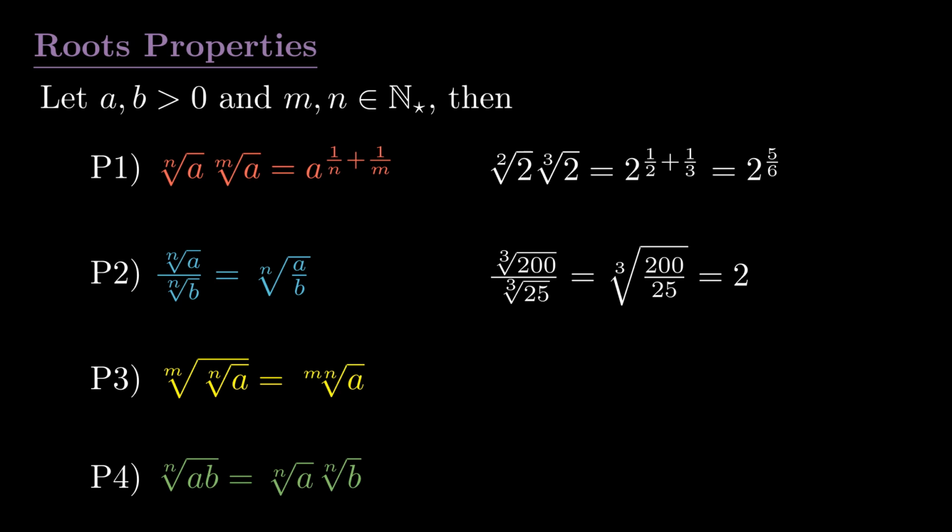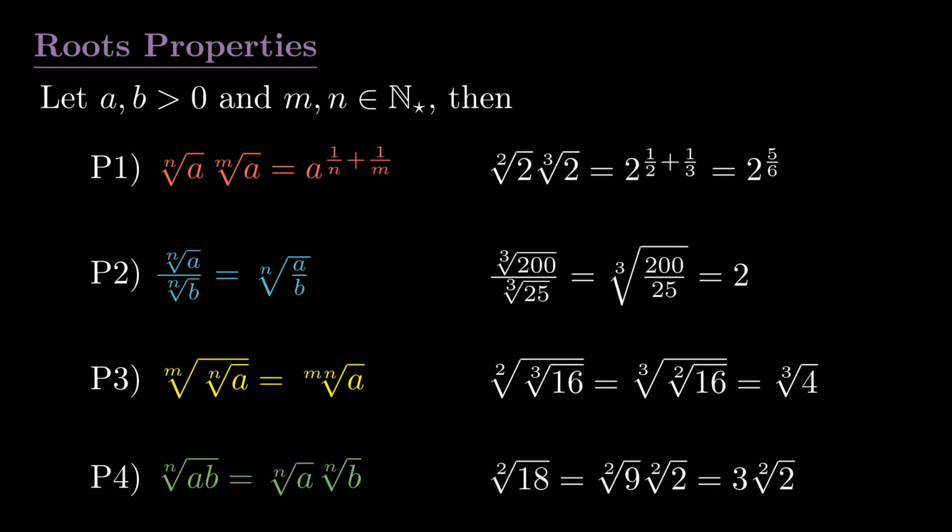For the third one, the trick is that because you are creating a common root, you can just invert m and n. So you invert the roots. So now the key is that you have cubic root of square root of 16. Square root of 16 is equal to 4, so it's cubic root of 4. And then finally, for the last one, you can just split the expression. So here 18 is equal to 9 times 2. You can just split it into 2 square roots. So square root of 9 and square root of 2. Now it gives 3 times square root of 2.